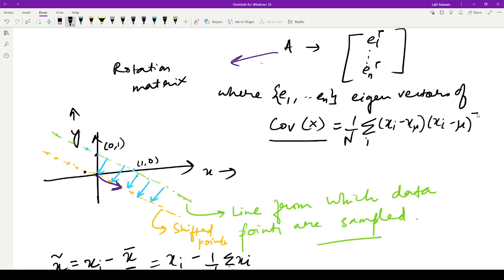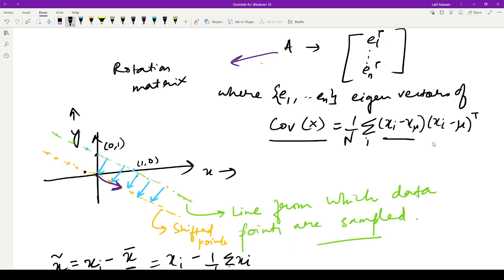Everyone agrees with this formula? Yes? Covariance formula. Simple, right? Yes. Given this formula, covariance will be a matrix, right?